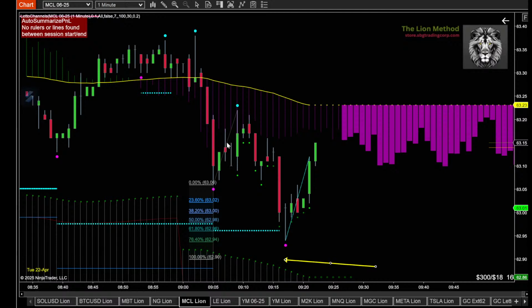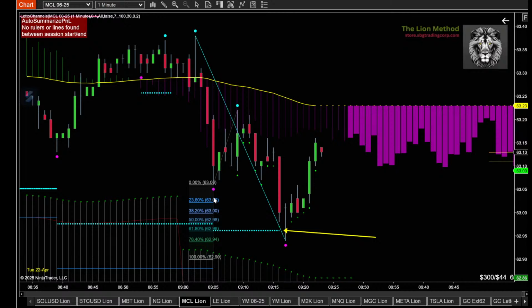So I'm not shooting for a 100% move. Whatever this distance is from here to here, I'm not expecting it to go that same distance down, and it didn't. See how it failed? I'm only looking for a simple 61.8% move. And look at that, it hit it right there. So it's a sign of a weakening move, and it's a higher probability that we'll hit that level. And that's how that number is. Okay.